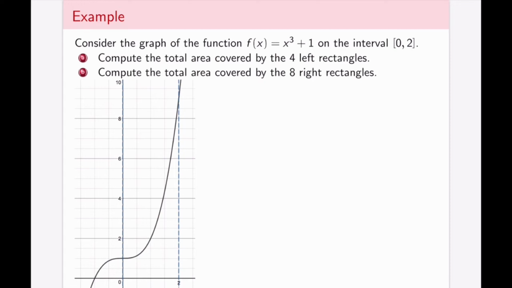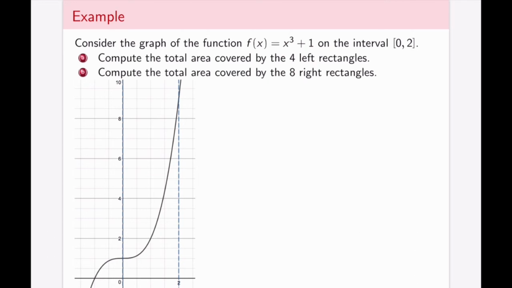Let's start with constructing the 4 left rectangles. If I go between 0 and 2, 4 rectangles means, just as in the exercise before, I'm splitting this entire region into 4, and then for each one of them, I'm going to take the left hand point, go up to the function, and then construct the rectangle based on that height. I strongly encourage you to pause the video here and actually construct the rectangles for yourself, the 4 left ones and the 8 right ones, just to see how the construction is actually going to work out.